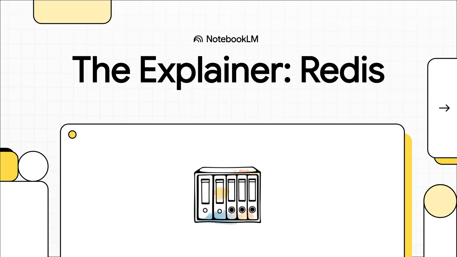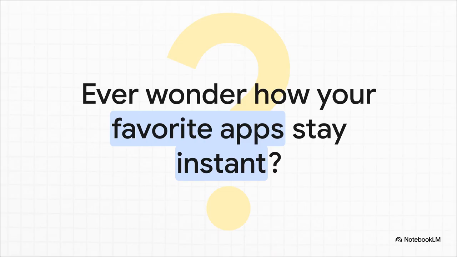All right, welcome to the Explainer. Today we are digging into Redis, that secret piece of tech that makes your favorite apps feel just unbelievably fast. I mean, seriously, have you ever stopped to wonder how your favorite apps stay so instant? How can something like Twitter or Instagram handle millions of people all at once without just falling over? Well, behind the curtain, there's almost always this one powerful tool making it all happen.